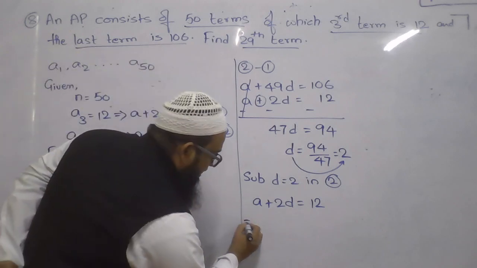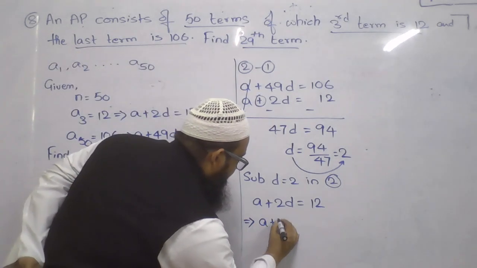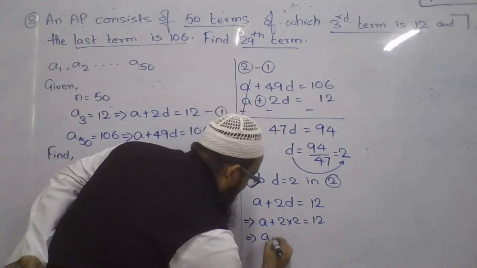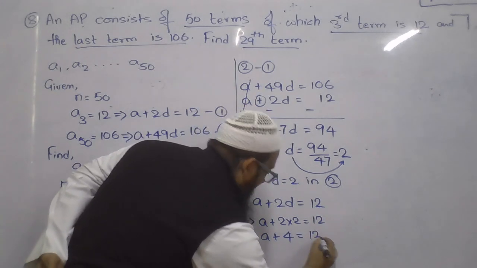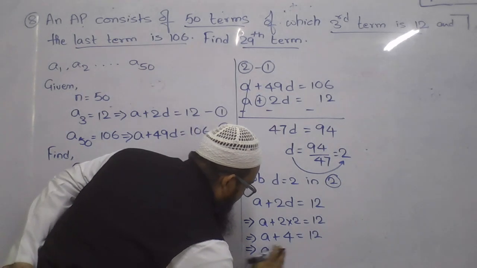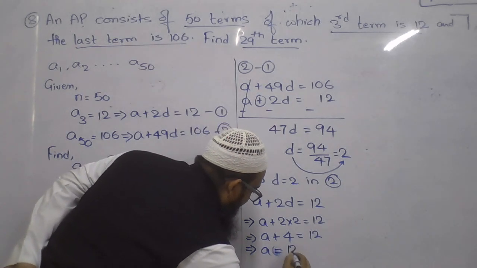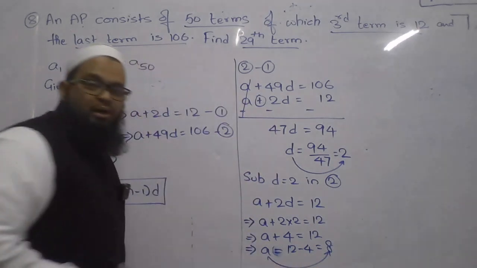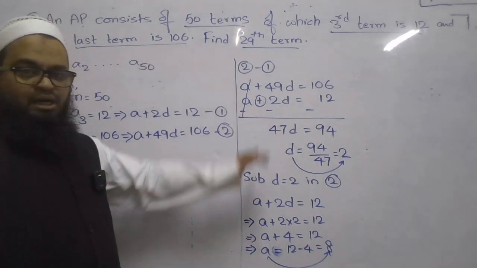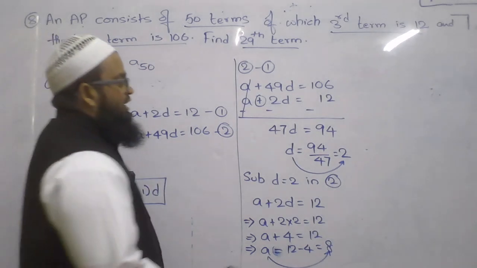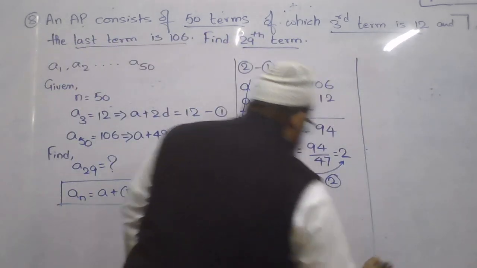Otherwise, there may be chances to make a mistake. A plus 2 times 2 equals 12. So that implies a plus 4 equals 12. Is it right? So that implies a equals 12 minus 4, that is equal to 8. So you got a is equal to 8 and d also you got as 2. Once you get a and d, you can find out any term.